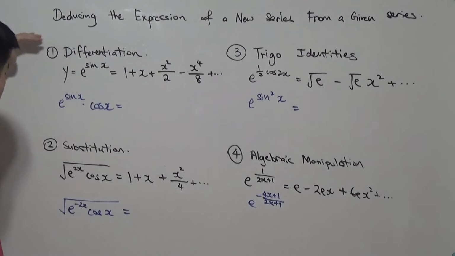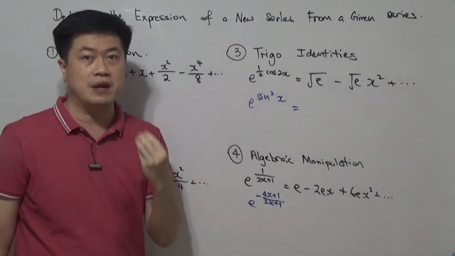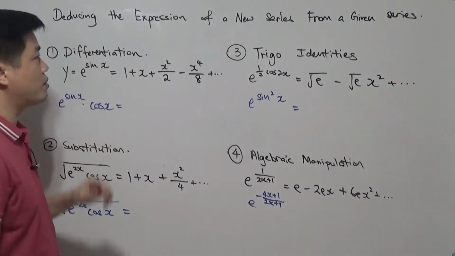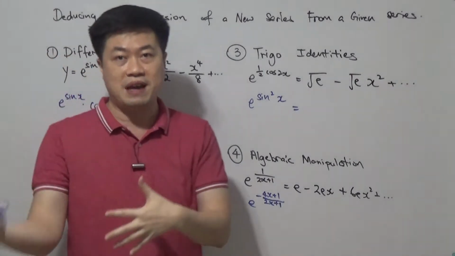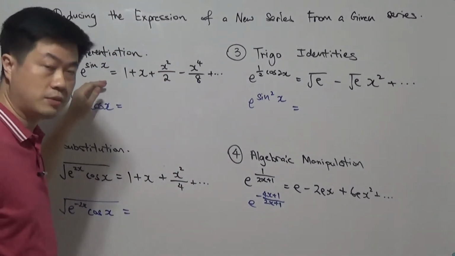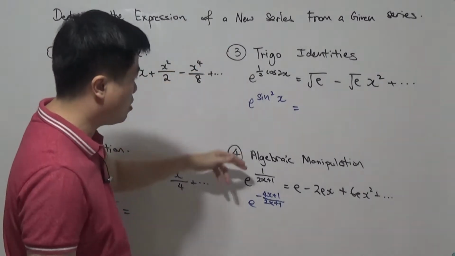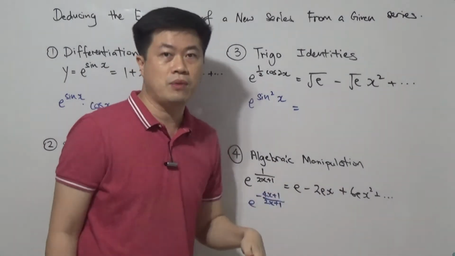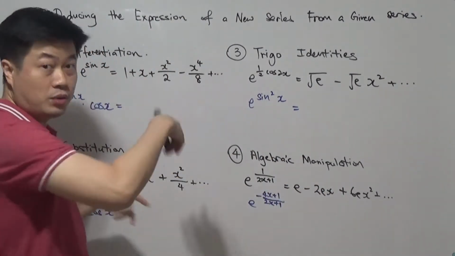So I've set out the different variants. In fact, there are 5 variants of this kind of question where you could use different techniques. These 5 variants correspond to 5 different techniques to deduce from the original expression. So we have differentiation, substitution, trigonometric identities, algebraic manipulation, and there's one more, which I don't have any more space to write on this whiteboard, which I'll show you later.